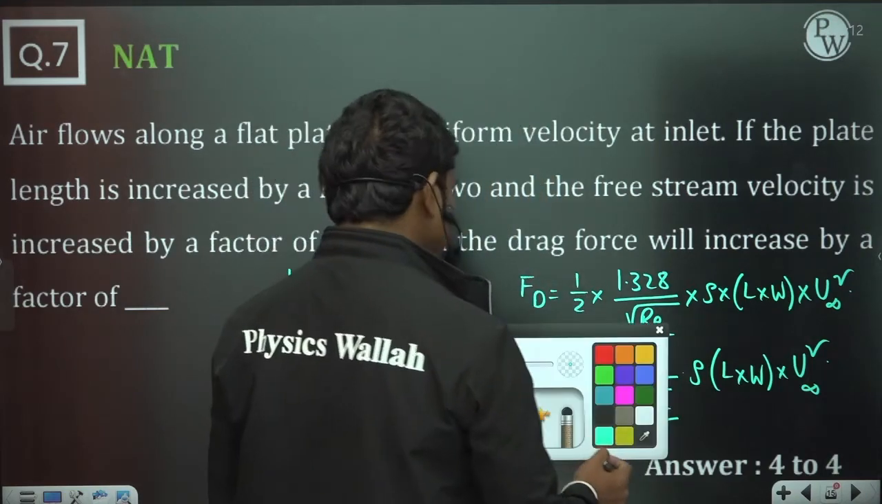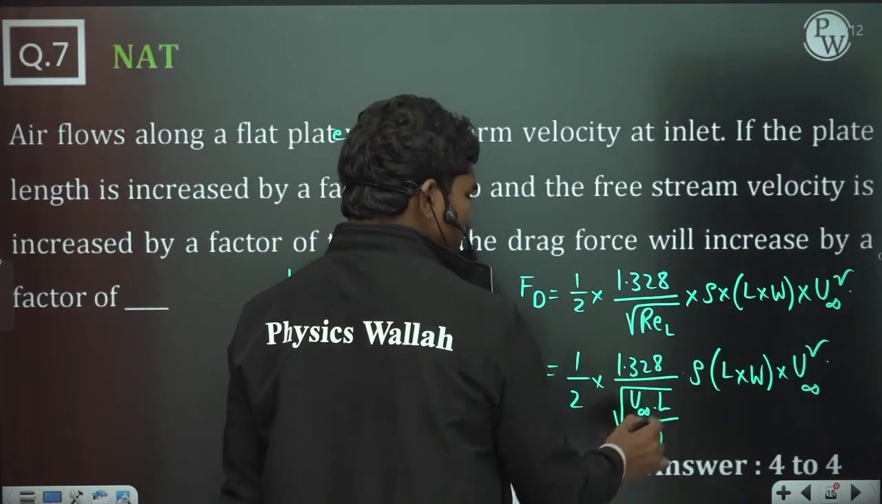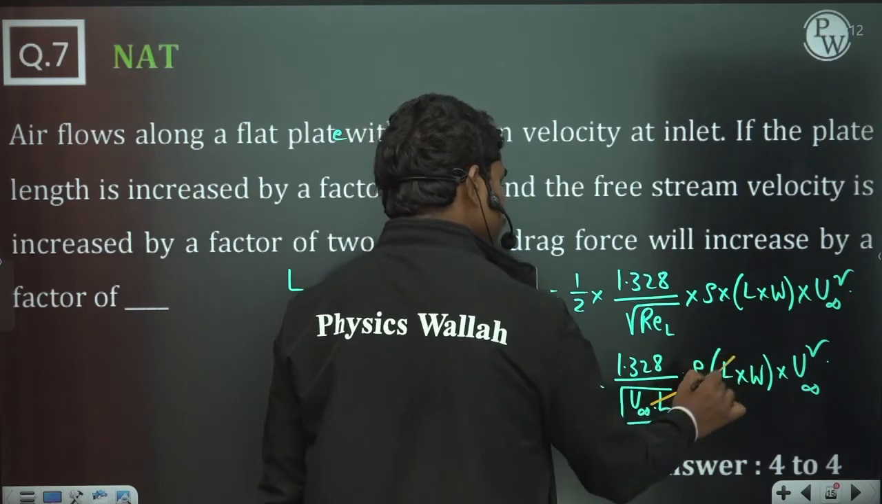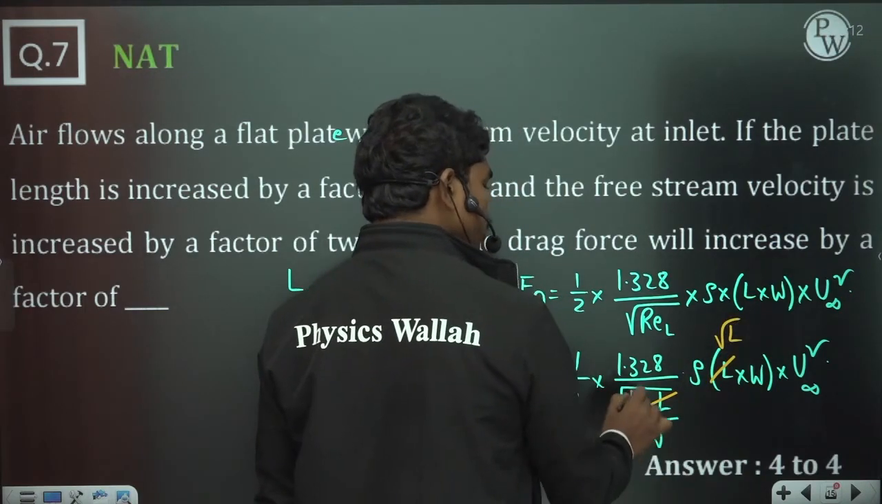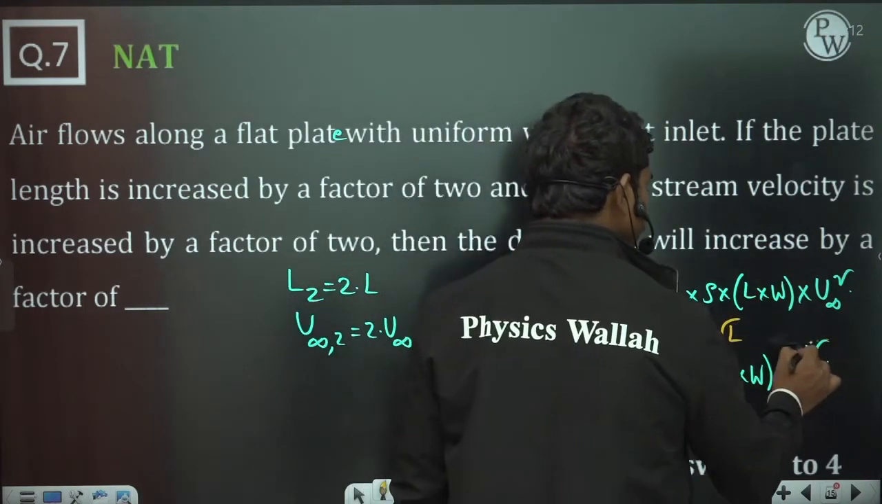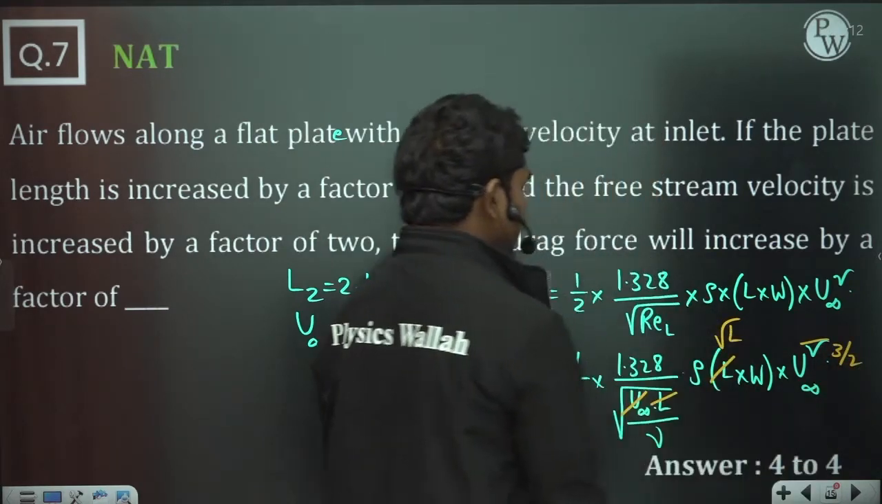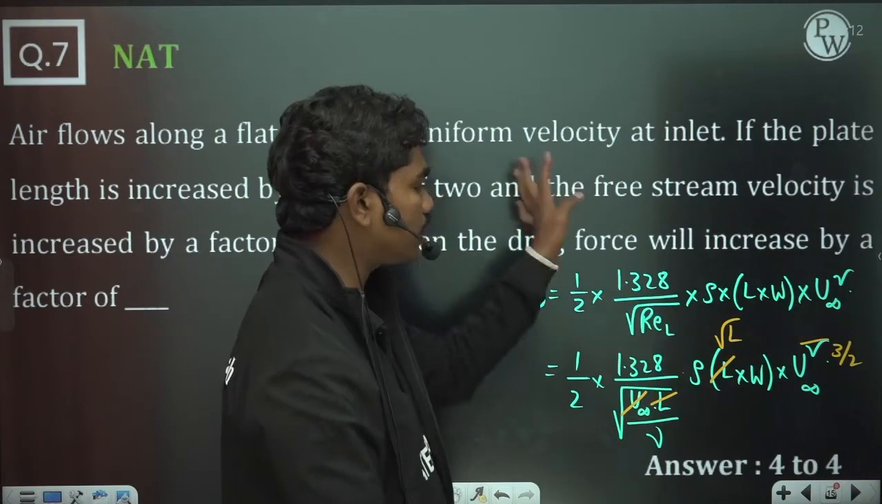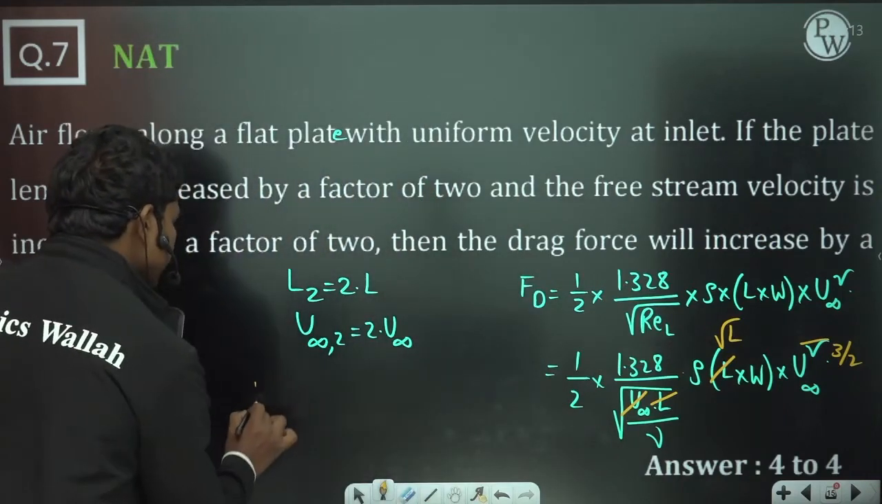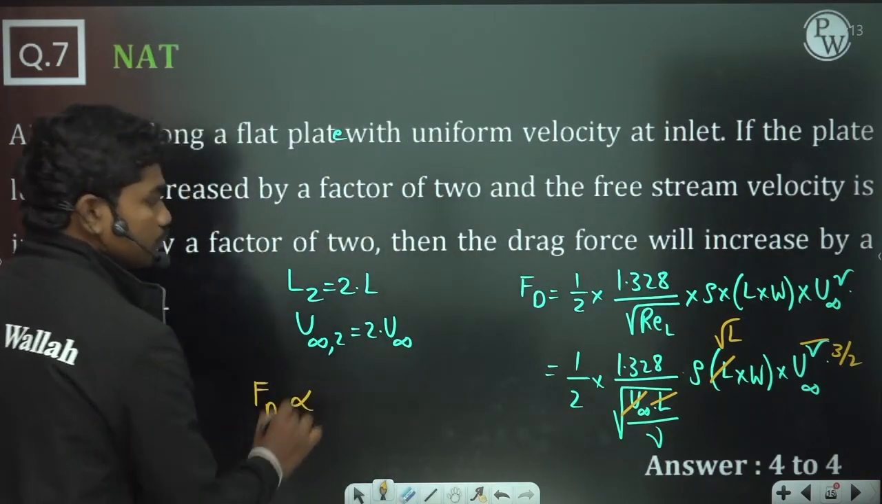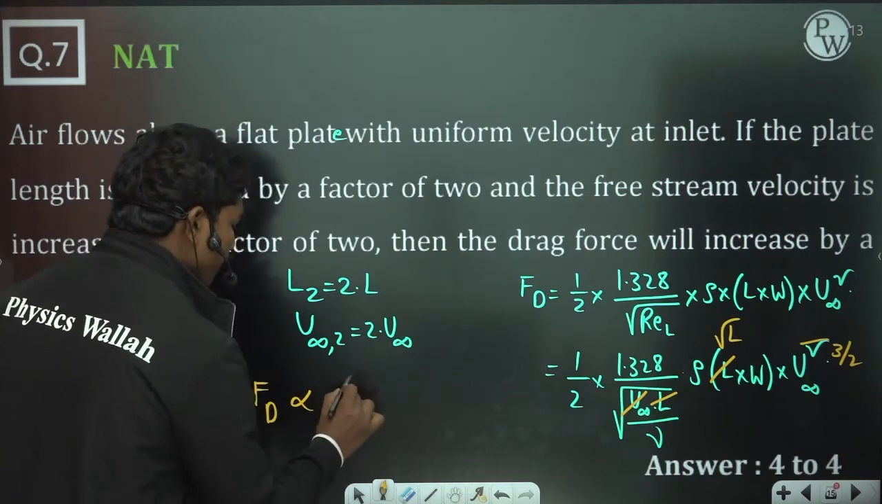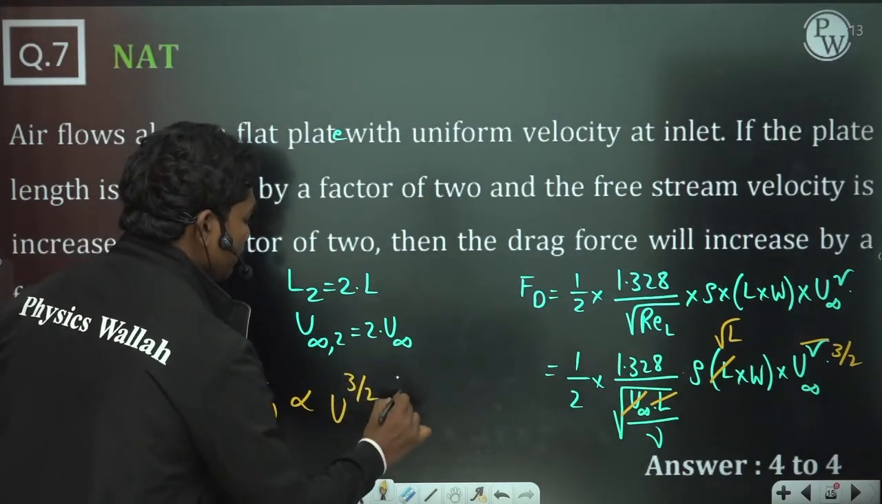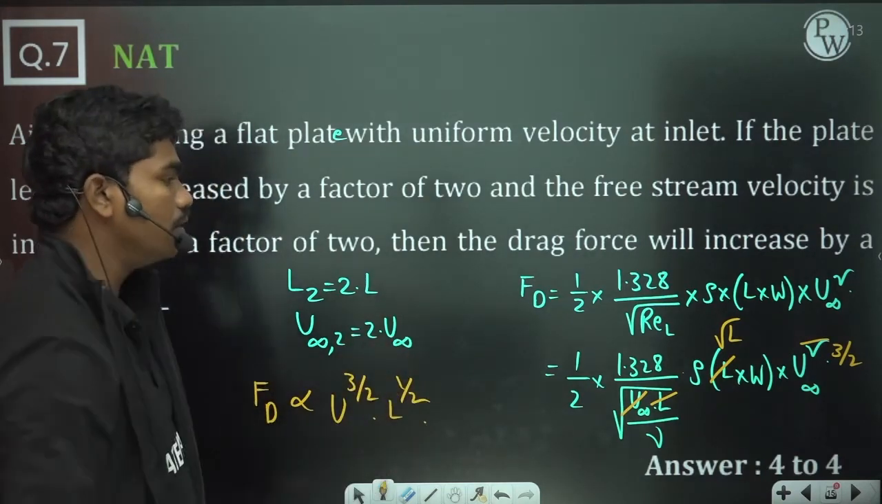Now if you simplify this, this L cancels, root L remains, and of course this u infinity can give you u infinity power 3 by 2. Okay, so the rest of the things are constants. Kinematic viscosity is constant, density is constant, width of the plate is constant, nothing is being changed. So one thing is very clear, your FD is actually proportional to u power 3 by 2 into L power 1 by 2. Okay, so this is the proportionality basically.